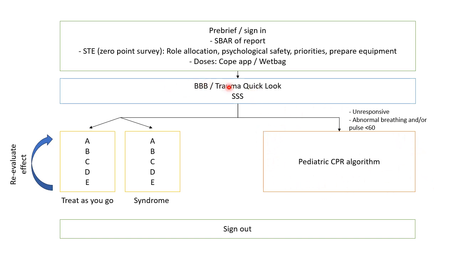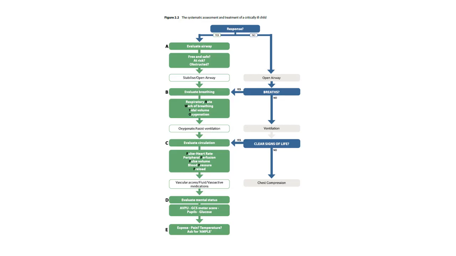If you have the quick look and they're not responding as they should, they are unresponsive or have abnormal breathing or a pulse under 60, then you go into this. But now we'll go through first the treat-as-you-go part of this ABC algorithm, so the medical part of this first. This is the ABC algorithm that they encourage us to go through.